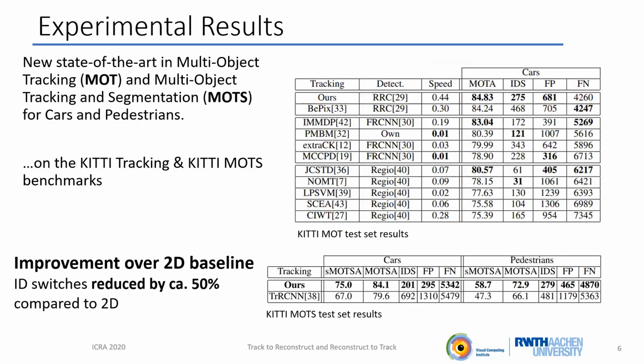Our reconstruction-based tracker performs extremely well on tracking benchmarks. It sets a new state-of-the-art for both bounding box and segmentation mask tracking for cars and pedestrians on the KITTI tracking and KITTI MOTS benchmarks. We show huge improvement in the number of ID switches over the 2D baseline results over the initial tracks. The number of ID switches is reduced by approximately half compared to the results of the initial tracks.